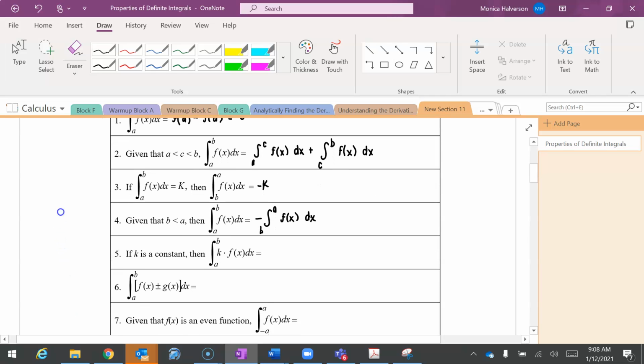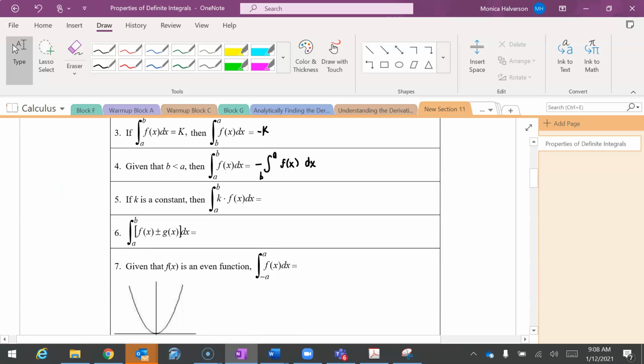Okay, next, if k is a constant, then the definite integral from a to b of k times f of x dx is equal to k times the definite integral from a to b of f of x dx. If we have a constant being multiplied by our function, we can move that constant out. If we're adding or subtracting multiple functions when finding the integral, we can separate it by adding and subtracting the value of each individual integral.